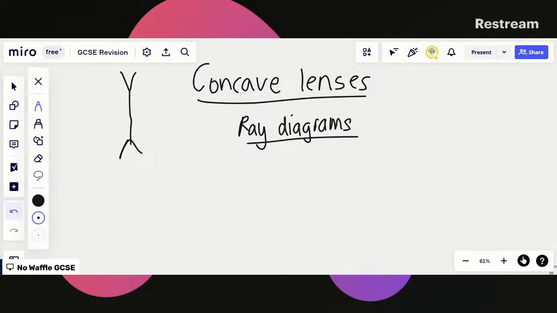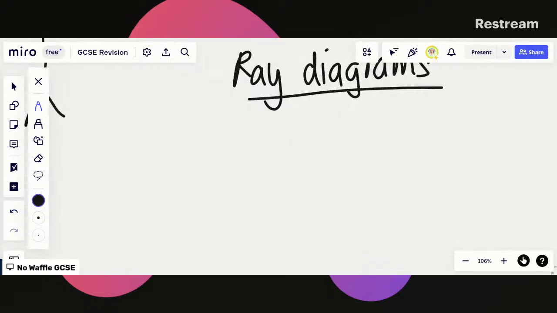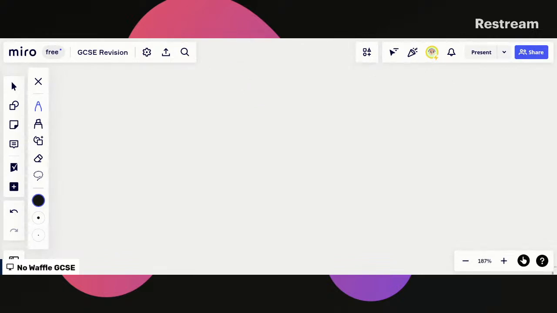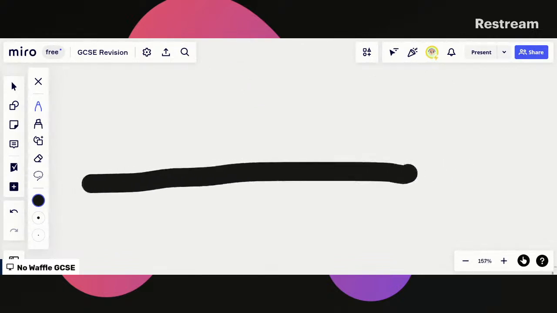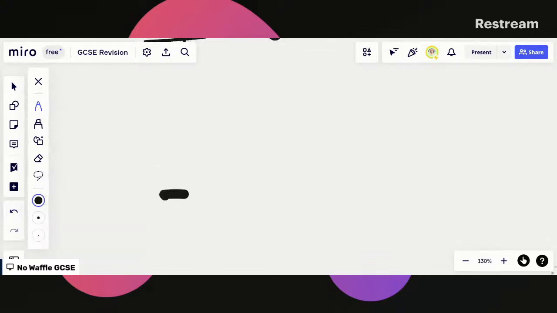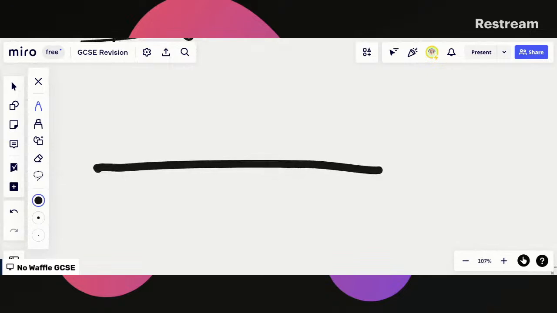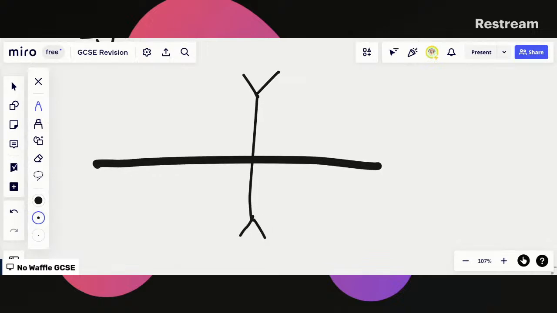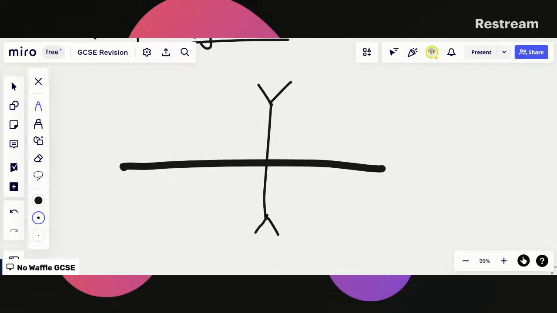So let's begin, as usual, by drawing the axis out. It's a really thick axis. So drawing the axis out. Then what you're going to do is you're going to draw your lens. So we've got our concave lens. So it's going to look like that. And now you have your concave lens. So what you're going to do is you're going to draw your object. So whatever object you're looking at. So let's say again, let's bring back the flower.